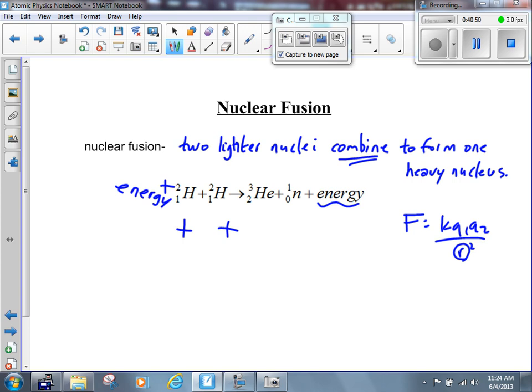Usually that energy is in the form of heat. If it's really, really hot, these hydrogen nuclei can be energetic enough to overcome that force of repulsion and get close enough to fuse together. It happens in the sun all the time, right? The sun undergoes nuclear fusion all the time. That's our source of energy on Earth.